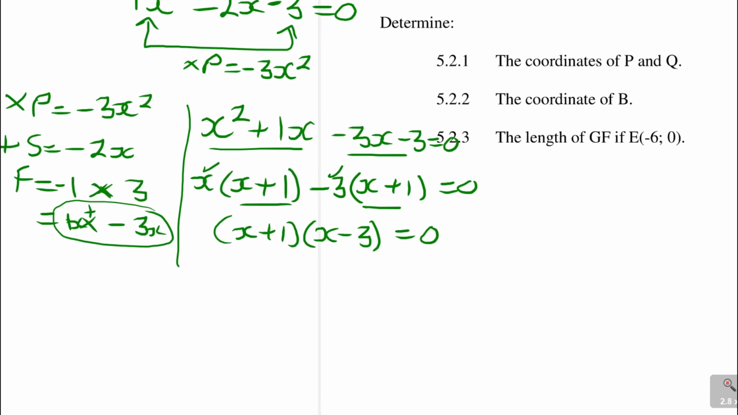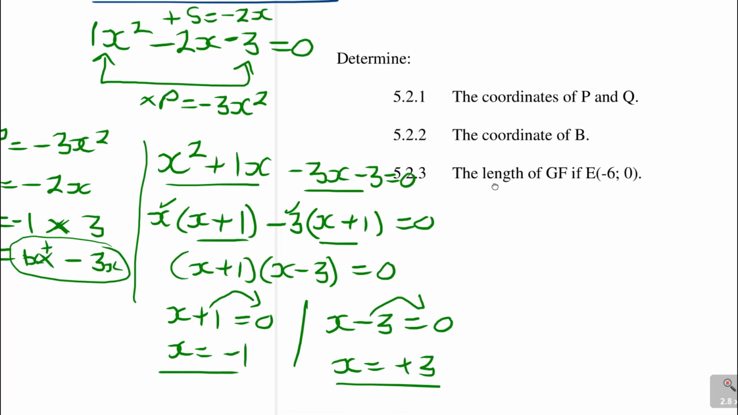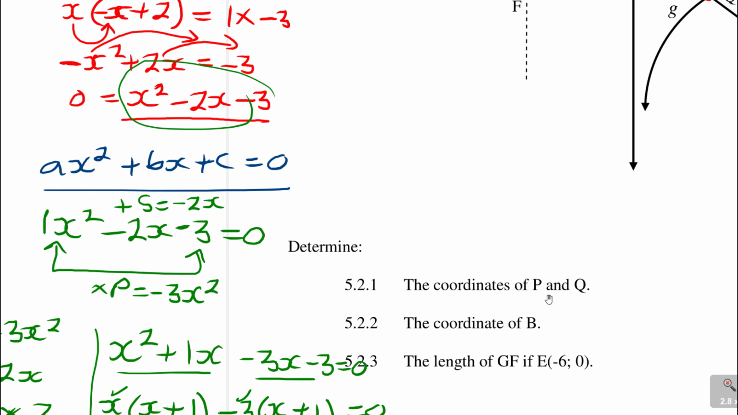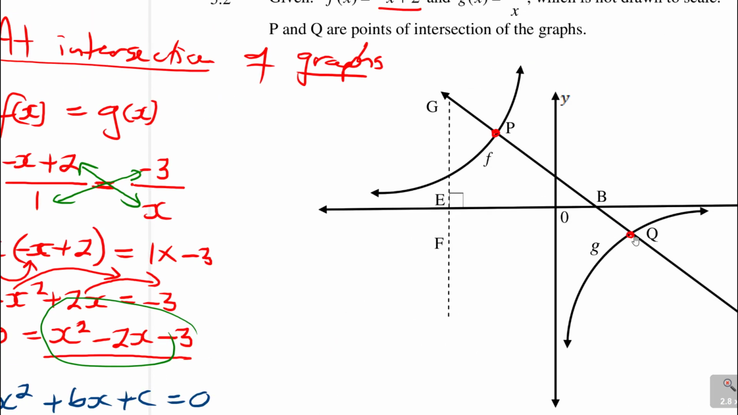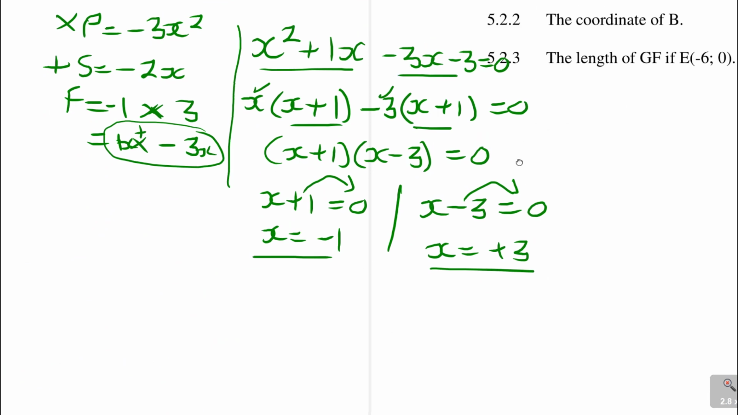What is x? X plus 1, the first bracket, is equal to 0, or the second bracket, x minus 3 equal to 0. Take 1 to the other side, then x is negative 1. Take minus 3 to the other side, then x is equal to positive 3. So these are the two values of x, and the question was the coordinates of P and Q. Now you can see one of our x values is negative, one is positive.